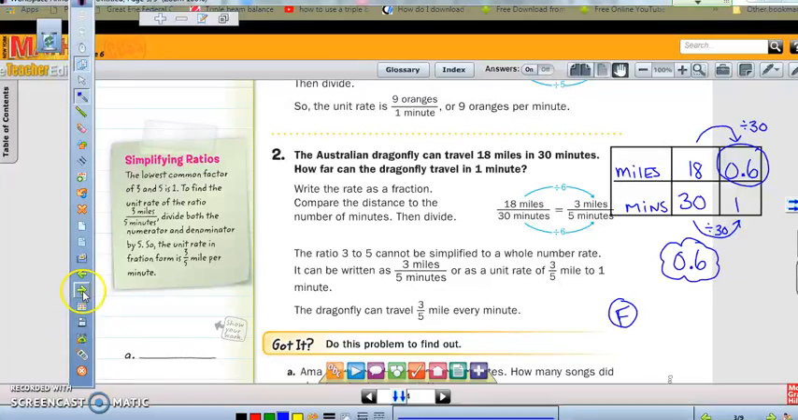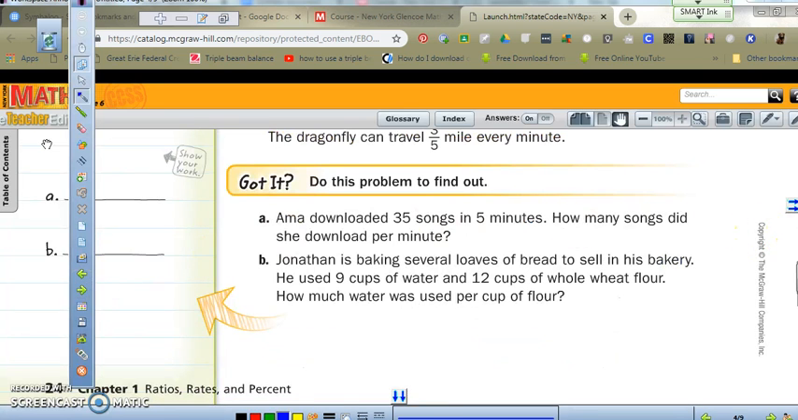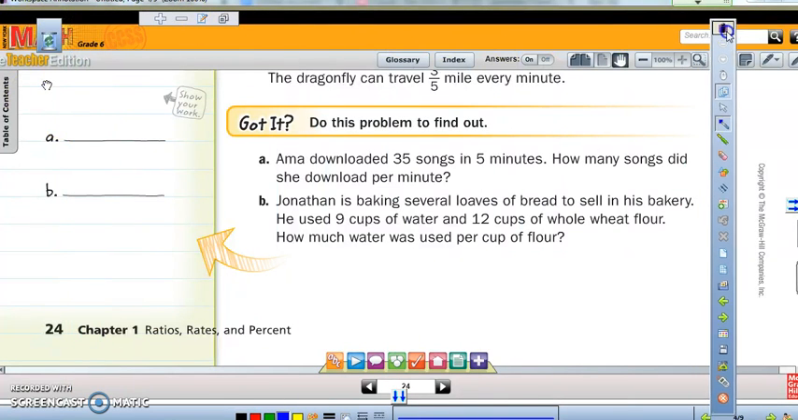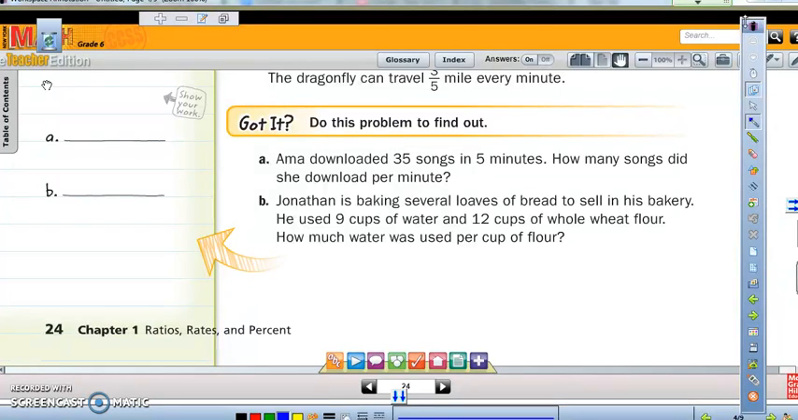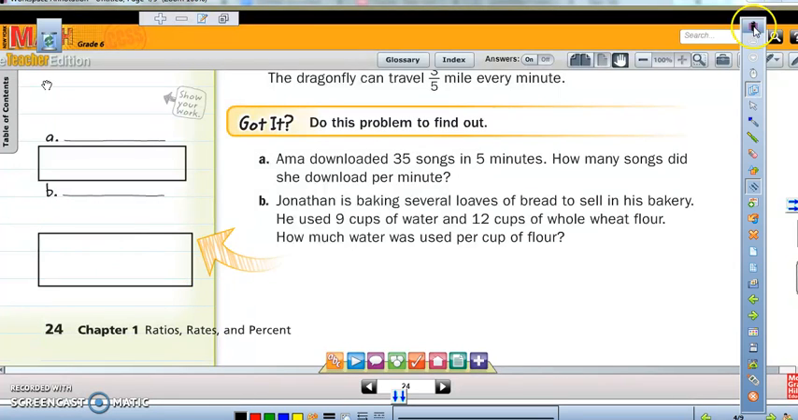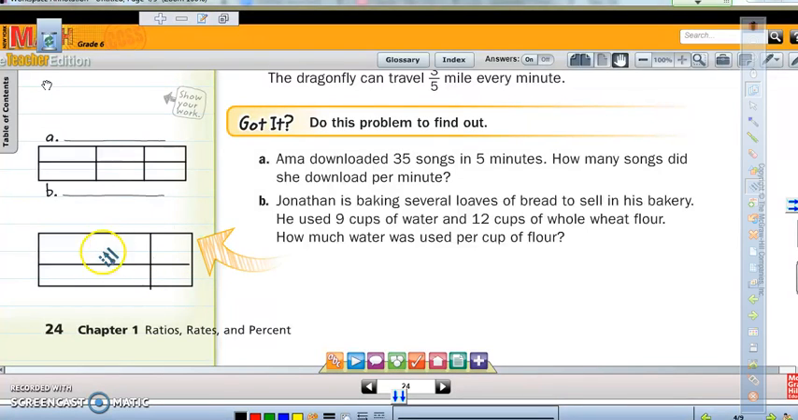Okay. Let's look at the got it's now. We're going to draw 2 ratio tables. And I'm going to draw mine off to the side. You might need to draw yours a little smaller. So here's one. Here's my other one. We'll split it. And unit rates are nice because you don't need to do any scaling. You can go straight to the answer.